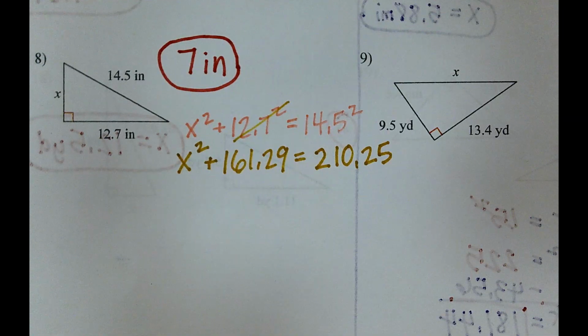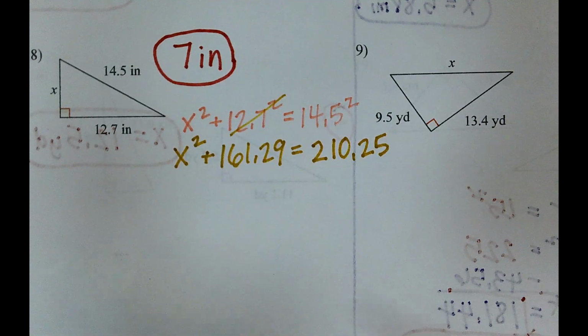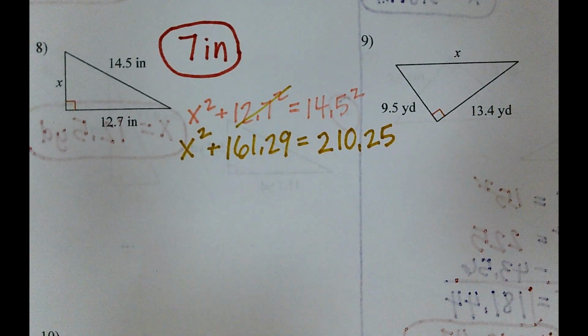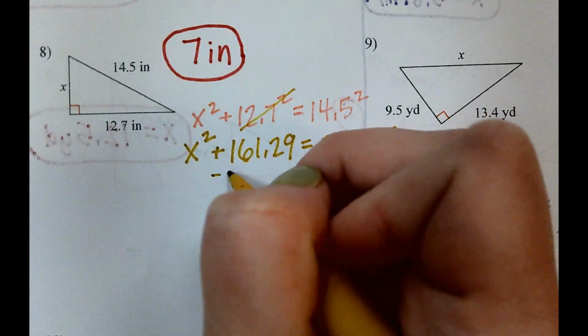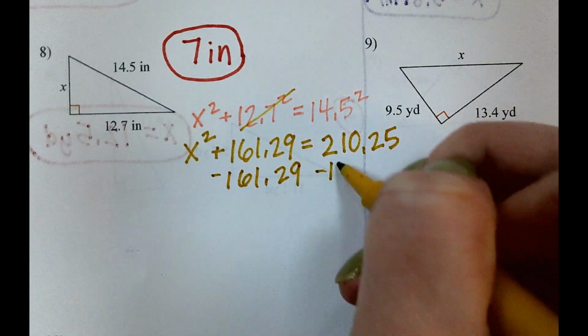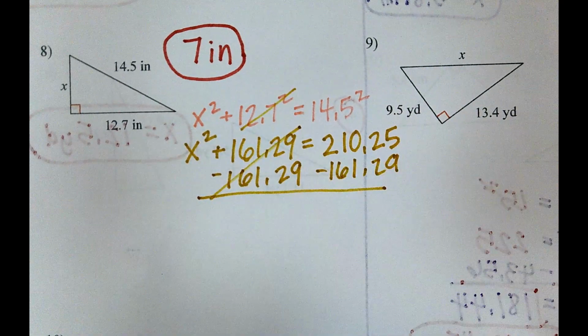Oh, I know how I got it. What'd you do? I put 15.5. That does it. That'll do it. Okay, well now we've got the correct 210.25, and I'm sure you know what to do from here. Subtract 161.29 on both sides.